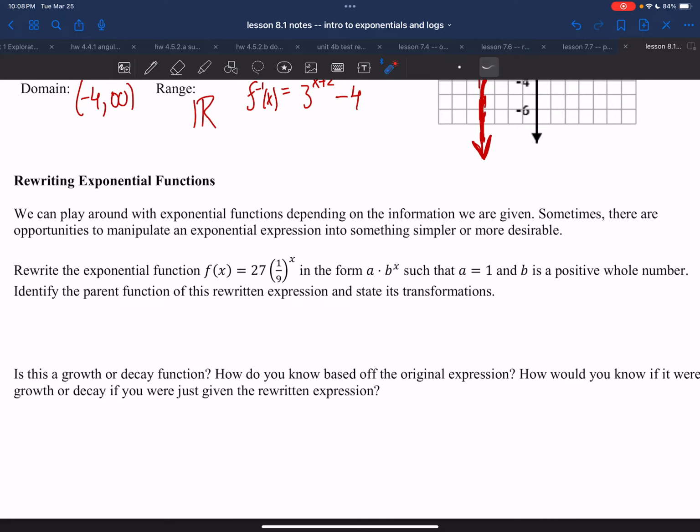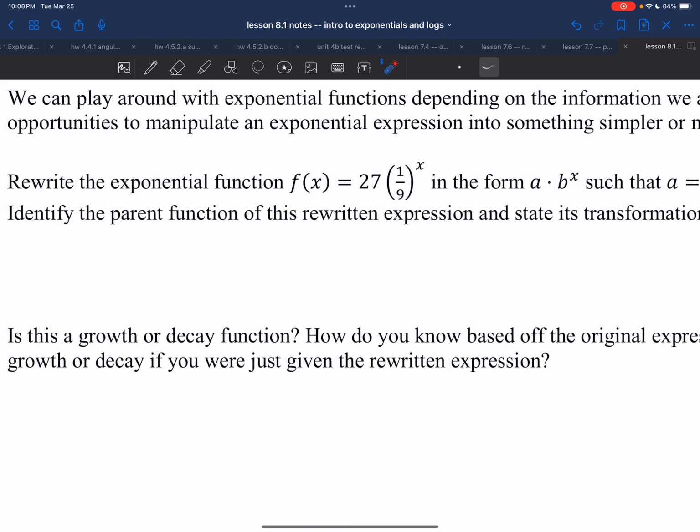So how do I do this? Well, the thing is, 27 and 1/9 have something a little bit in common. And you say, what do they have in common?